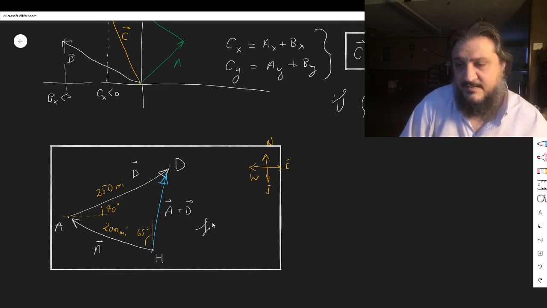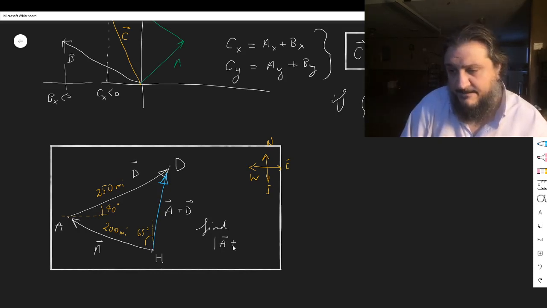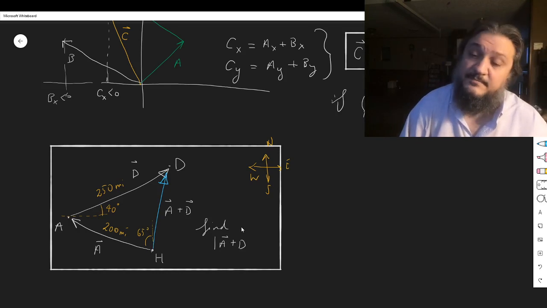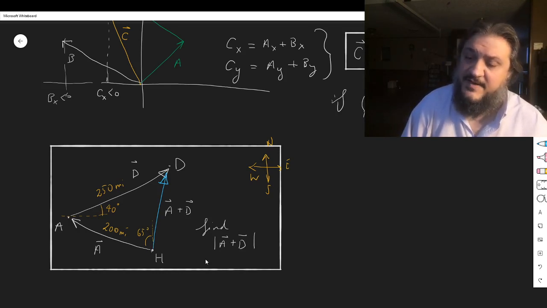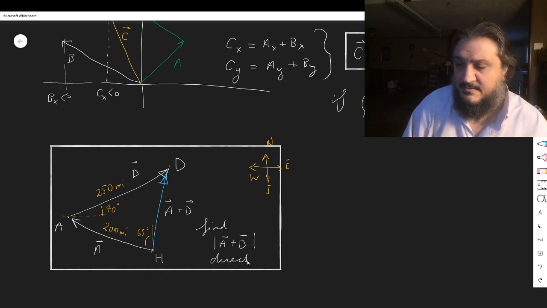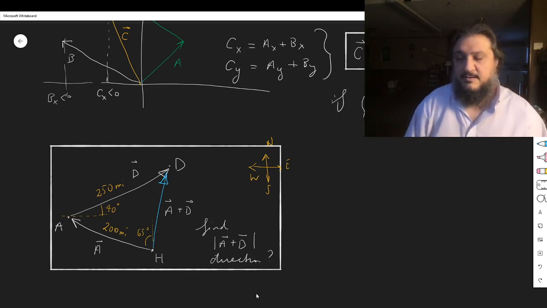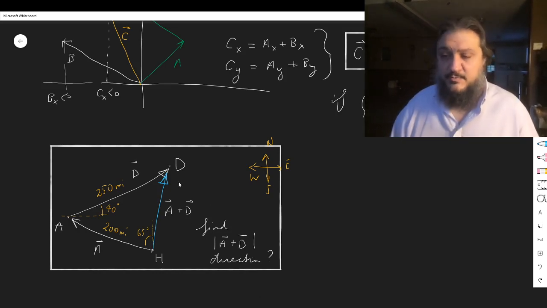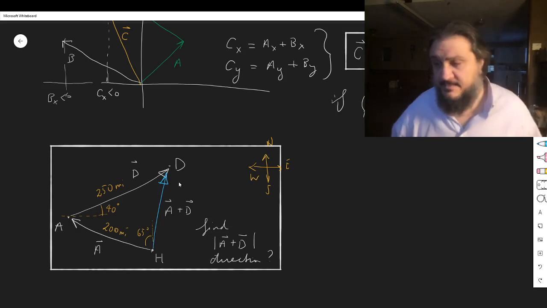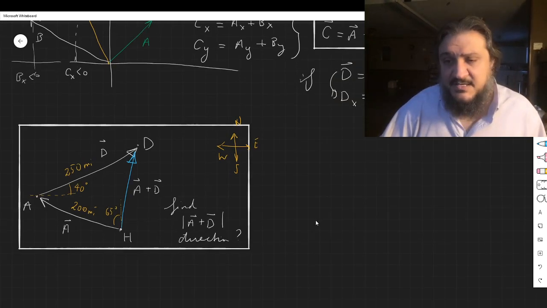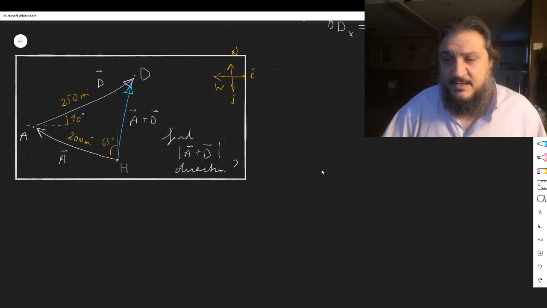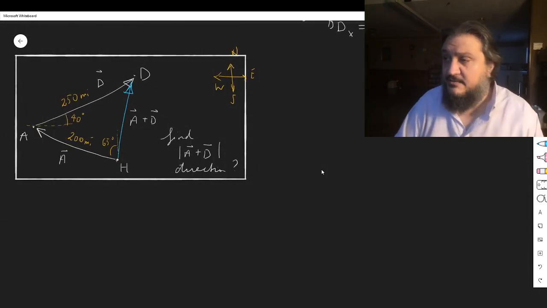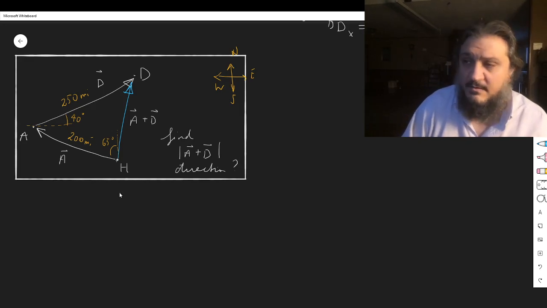So find the length of A plus D, which would be the Houston-Dallas distance. Find the magnitude of A plus D. And also find the direction. Okay, find the direction, meaning an angle. Probably an angle you would measure from the eastward direction. All right, so a very basic vector addition problem. I'm just going to find out the components first of A and D.